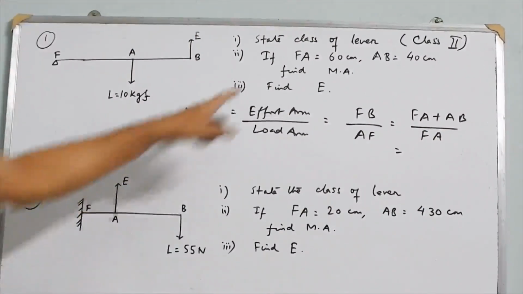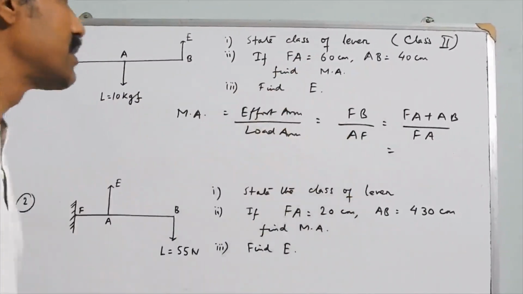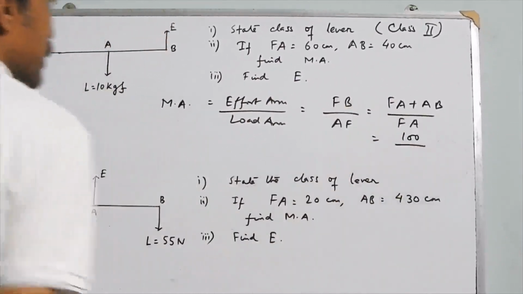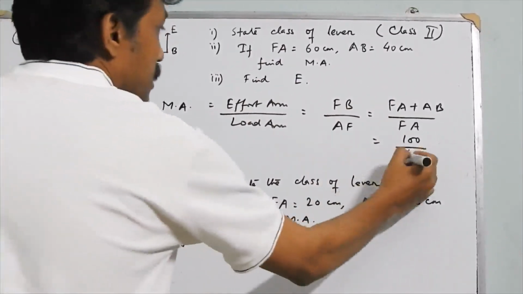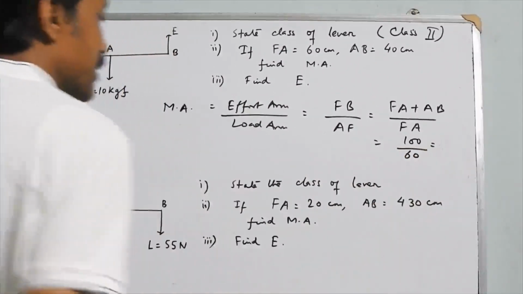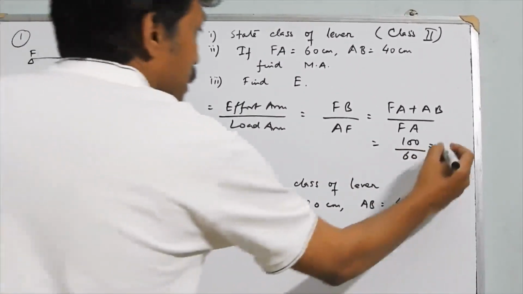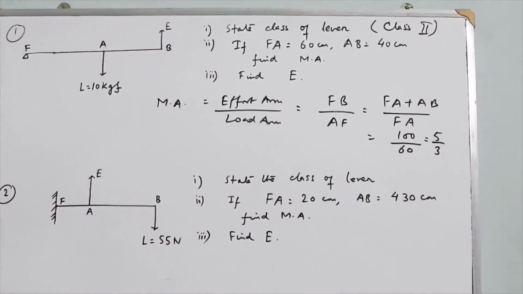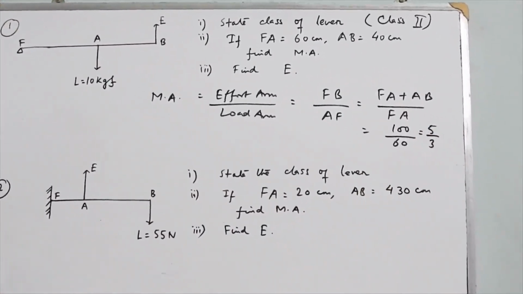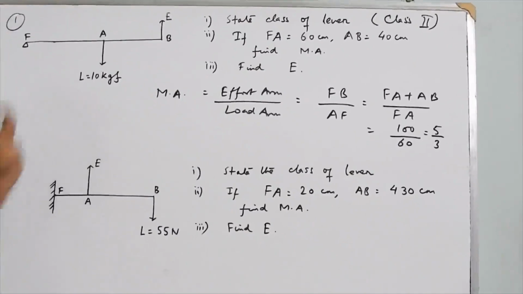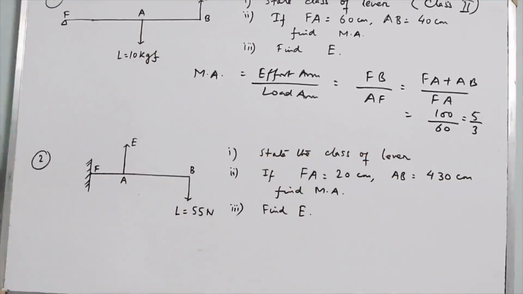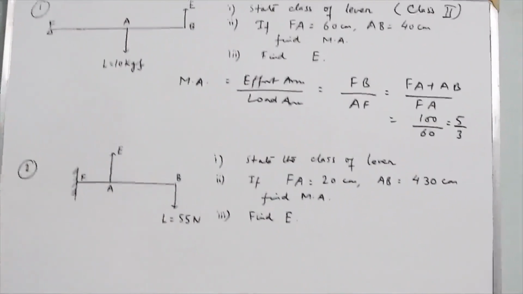So you see that FA is 60 and AB is 40. So this is obviously 60 plus 40, that is 100, by what is FA? FA is 60. So this is 100 by 60, that is 10 by 6, that is obviously 5 by 3. So 5 by 3 will be the answer for mechanical advantage. You see that it is a class 2 lever, so mechanical advantage is 5 by 3, which is obviously greater than 1, and they will be acting as force multiplier.